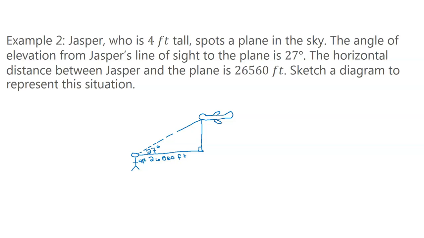So again, there's nothing to work out here. The type of question you could get is, say, determine the height of the plane. So in order to do that, you would say determine x first, and then you'd have to add on the 4 feet at which Jasper is looking up at the plane.